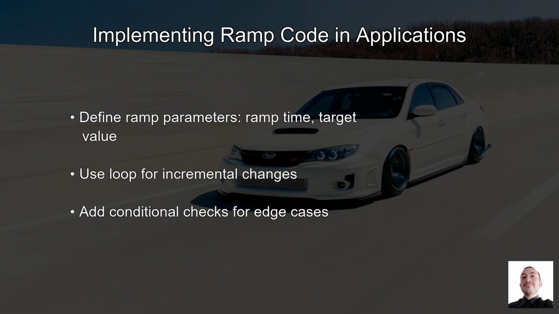To integrate this, start by defining your ramp parameters. Set the ramp time, which is the duration over which the variable will change, and the target value. Use a loop to increment or decrement the variable value at each iteration, ensuring it reaches the target within the specified time. Remember to handle edge cases, like reaching the target value before the ramp time elapses, by adding conditional checks. This meticulous approach not only stabilizes your system but also enhances performance. Now, let's dive into the exact logic and parameters you'll need.